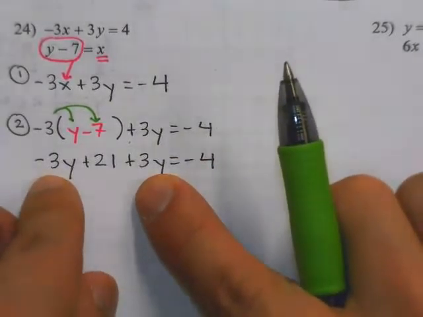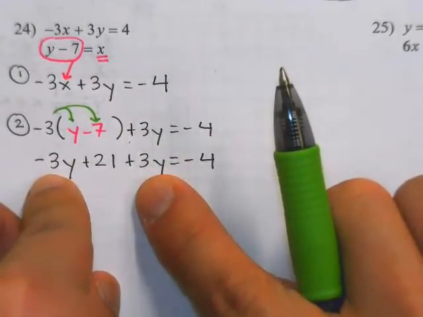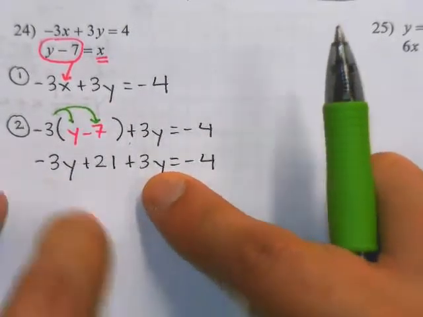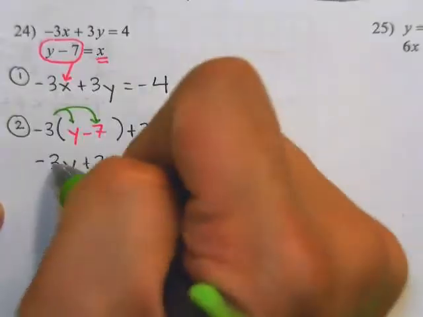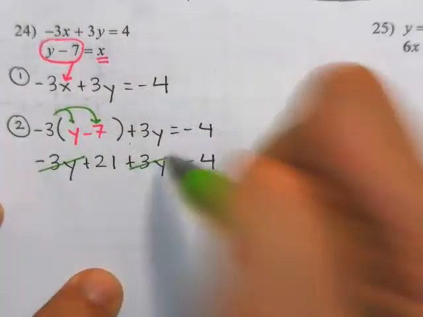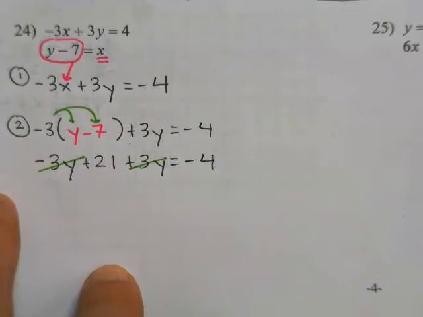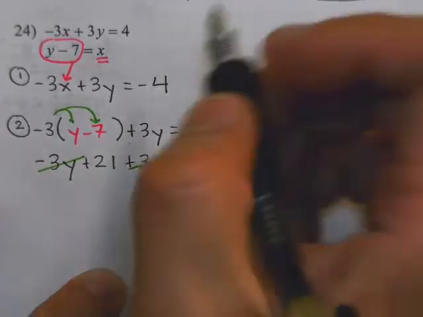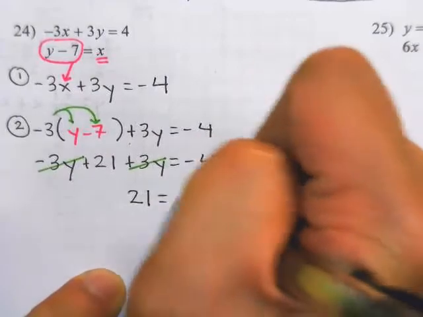Students, what's negative 3 plus 3? 0. So since they zero out, you can just take this one out and this one out. Negative 3 plus 3 is 0. You do not have to write 0y, because 0y is the same thing as 0. Anyway, now we're left with 21 is equal to negative 4.